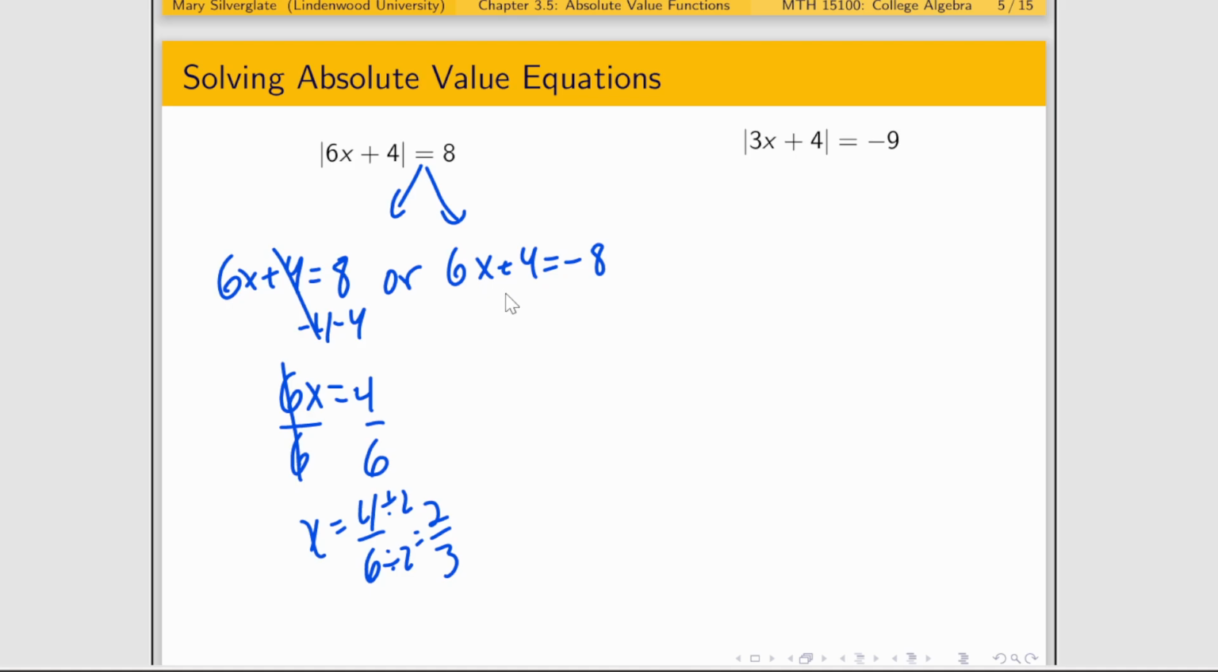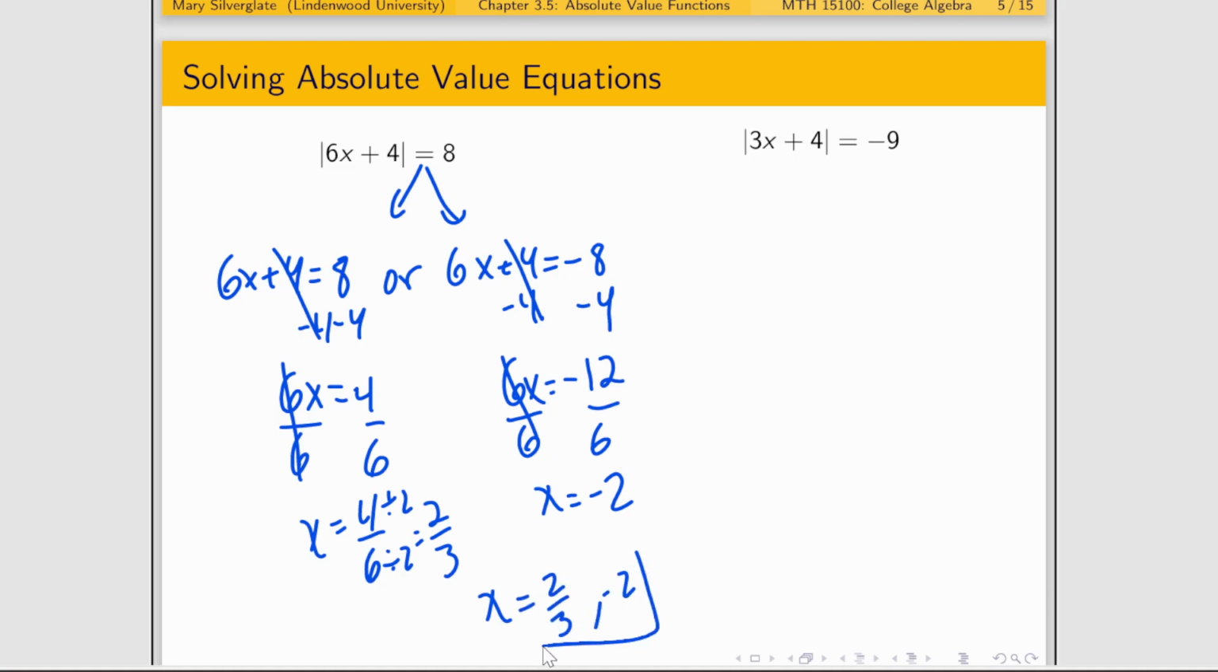Or, in the other equation, we want to undo adding 4, so we subtract 4 from both sides. 6x is equal to negative 12. Then we undo multiplying by 6, so we divide by 6. 6 divided by 6 makes 1, and negative 12 divided by 6 makes negative 2. So x has two solutions: it's either positive 2/3 or negative 2. Notice we didn't just solve for 2/3 and then flip the sign. That's not going to work, especially if you have anything being added or subtracted inside the absolute value sign. We do have to formally solve out two equations.